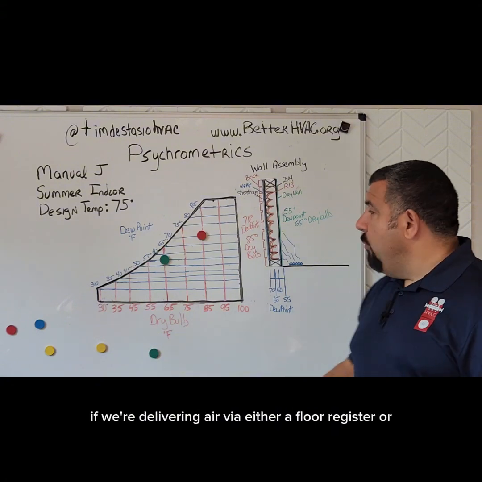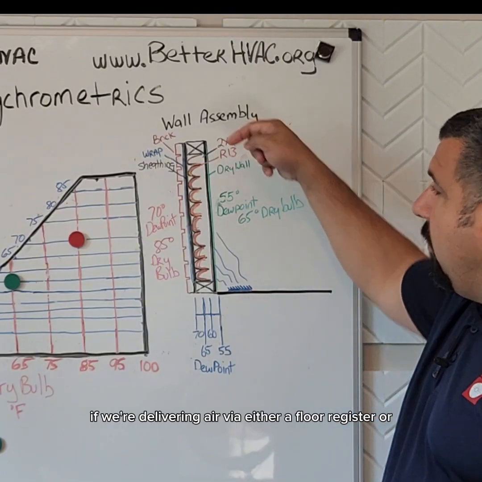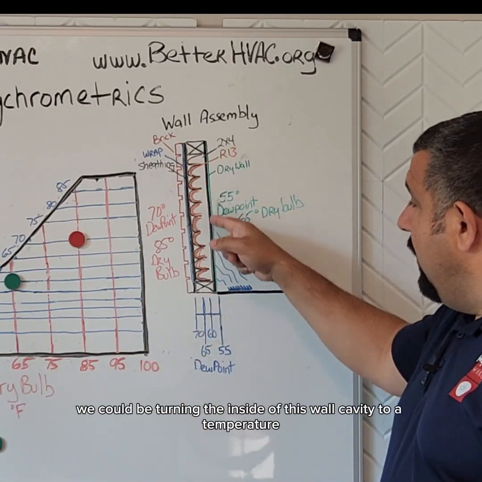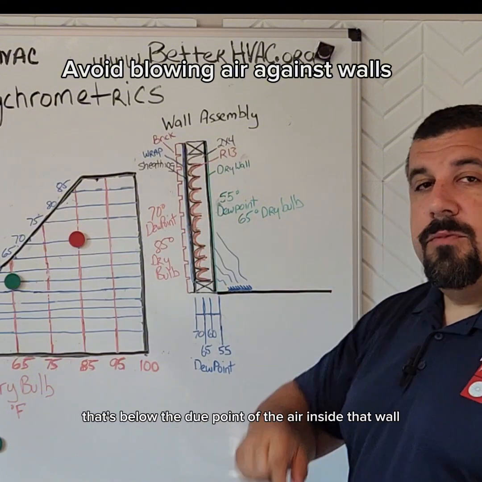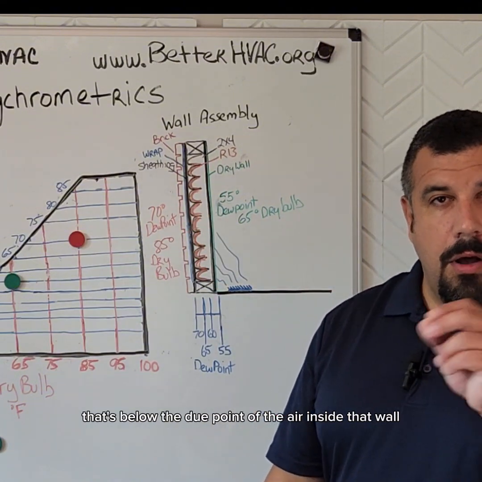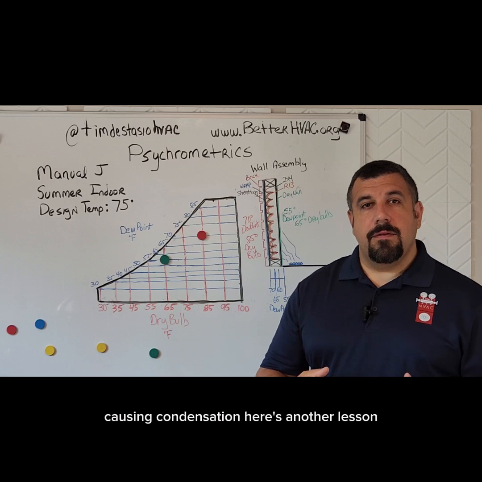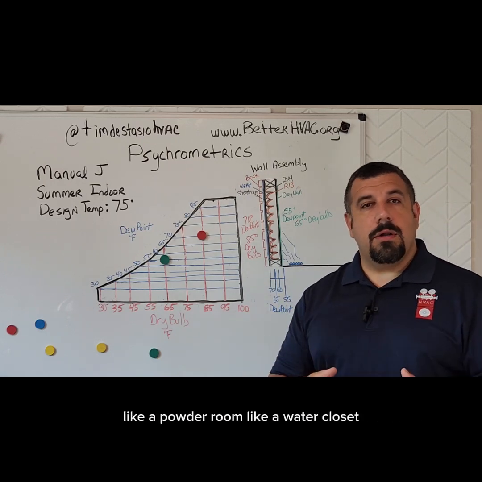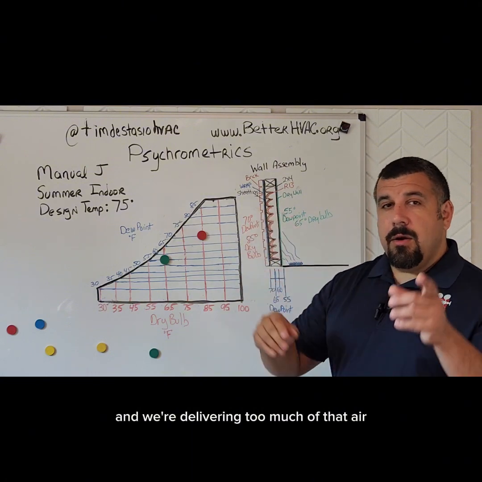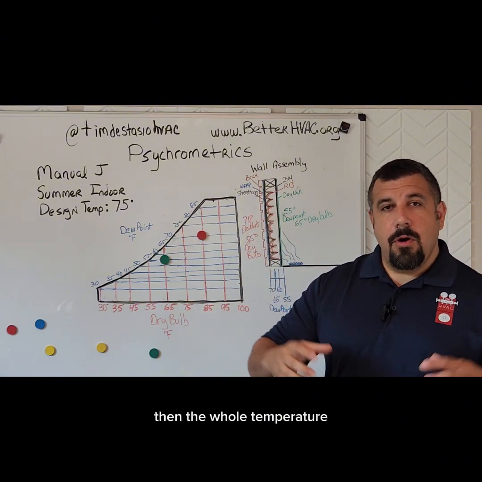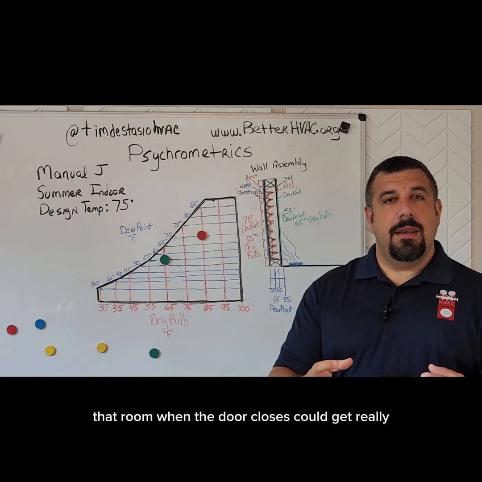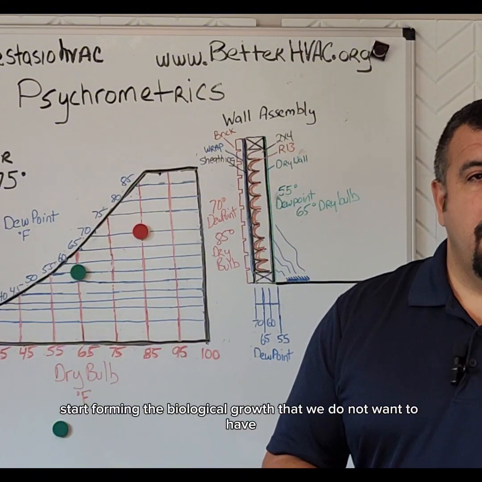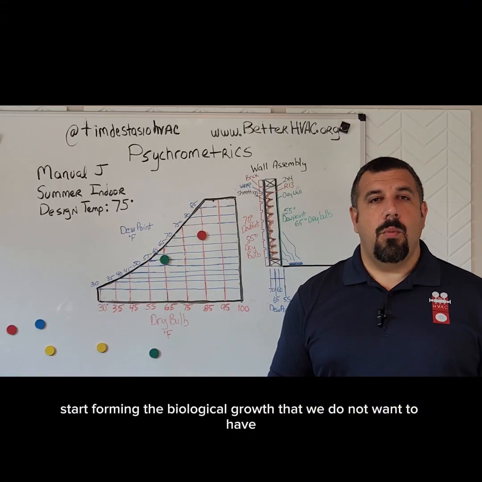Here's another lesson. If we're delivering air via either a floor register or a ceiling register and we're blowing that cold air against that wall, again, we could be turning the inside of this wall cavity to a temperature that's below the dew point of the air inside that wall, causing condensation. Here's another lesson. If we're delivering air into a really small room, like a closet, like a powder room, like a water closet, and we're delivering too much of that air because we didn't do a proper test and balance, then the whole temperature of that room when the door closes could get really, really low. We could drop below the dew point inside the wall cavity and again start forming the biological growth that we do not want to have.